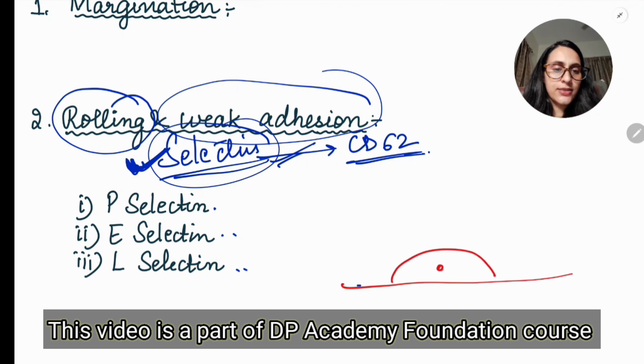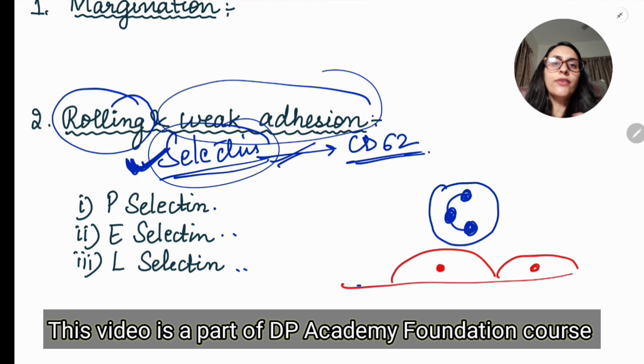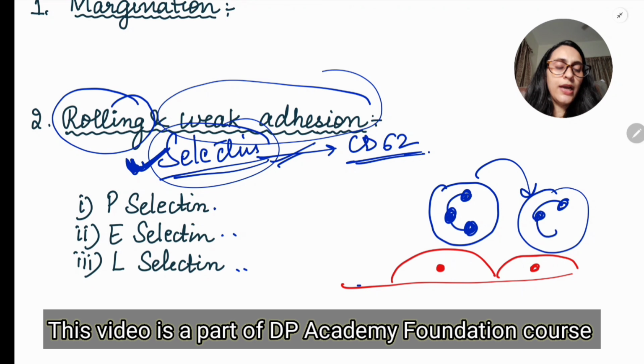Suppose this is an endothelial cell, and here we have a WBC, a neutrophil. It is at the rolling and weak adhesion state. It is rolling over, and a weak adhesion occurs. The selectins present at the endothelial cell are E-selectin and P-selectin. On the other hand, L-selectin is the one that is present at the neutrophil, the leukocyte.